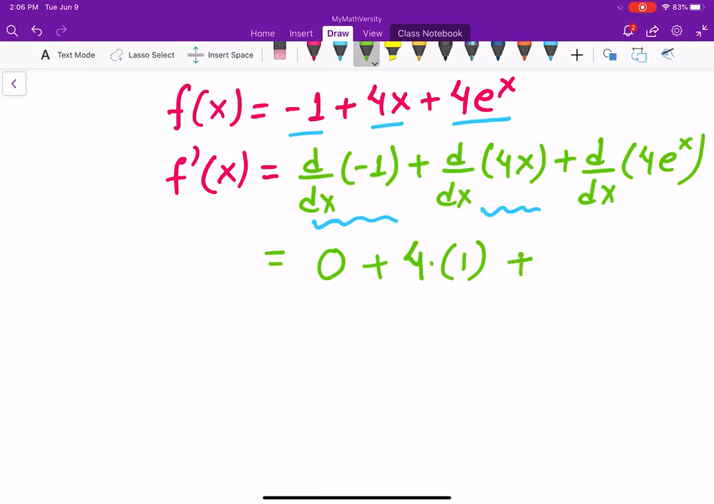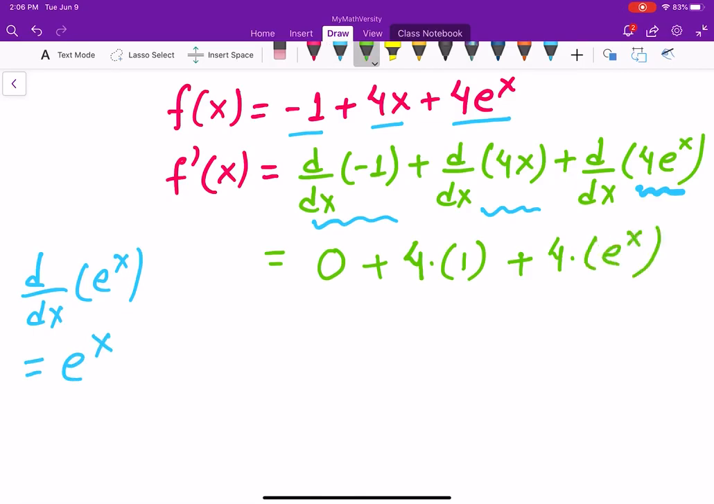In a similar way, our goal is to find the derivative of 4 times e to the power x. How do we find that? We have the constant 4 multiplied by e to the power x, so we can again use the constant multiple rule: leave the constant as it is, multiply by the derivative of e to the power x. And we have the formula that the derivative of e to the power x is just e to the power x. So we can write down the derivative of 4 times e to the power x.